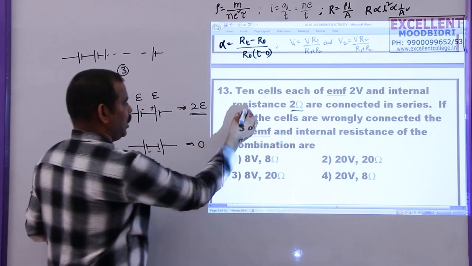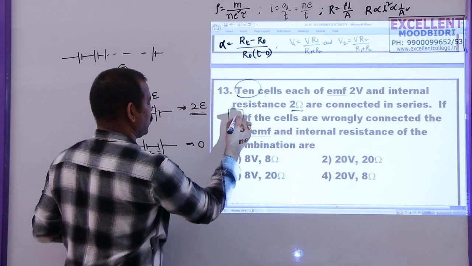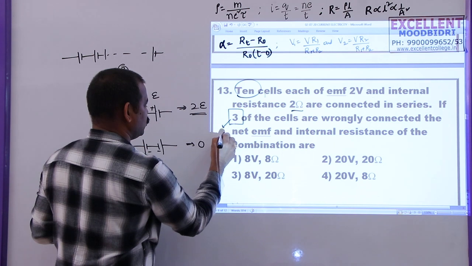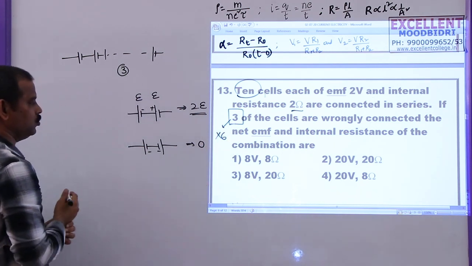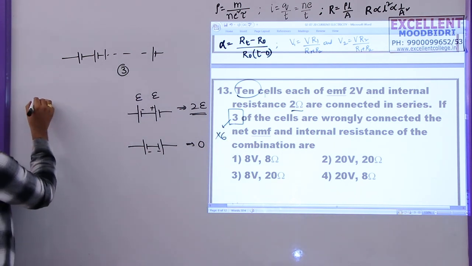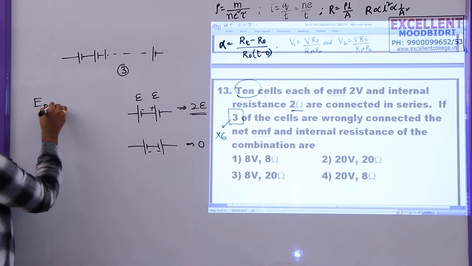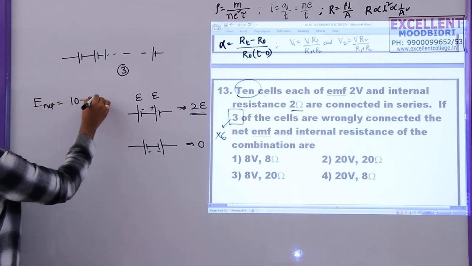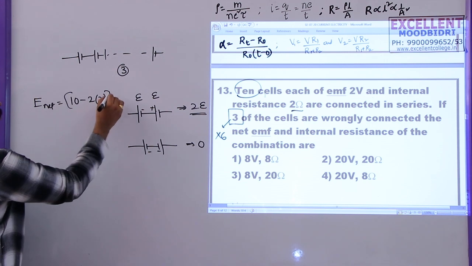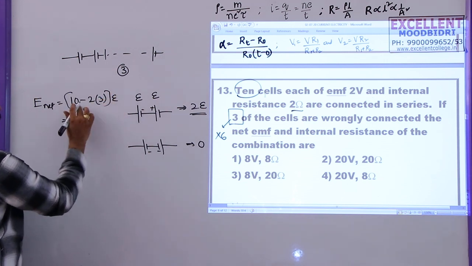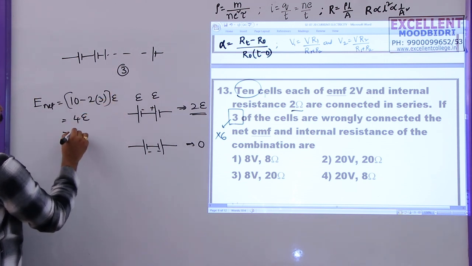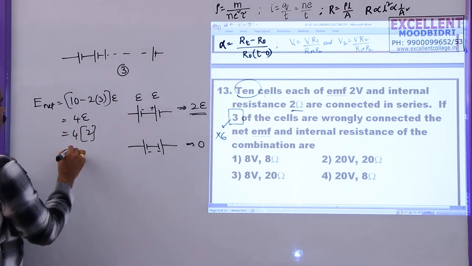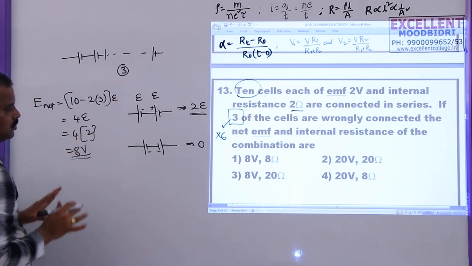Now here, out of 10, 3 are connected wrong, so 3 into 2, 6 cells will be ineffective. So the total net effective EMF is given by E net is equal to 10 minus 2 into 3, into this EMF E. That is 10 minus 6 means 4E only. 4 into E, E is equal to 2. This is 8 volts. This is net EMF.